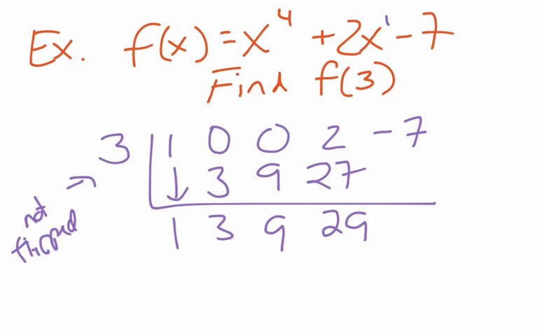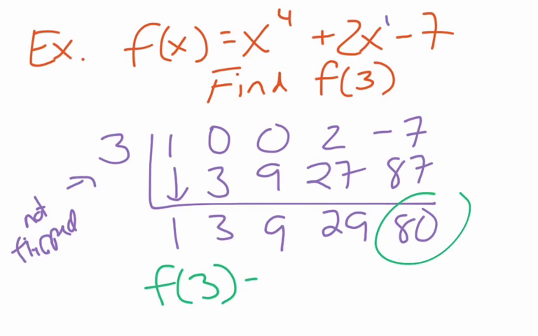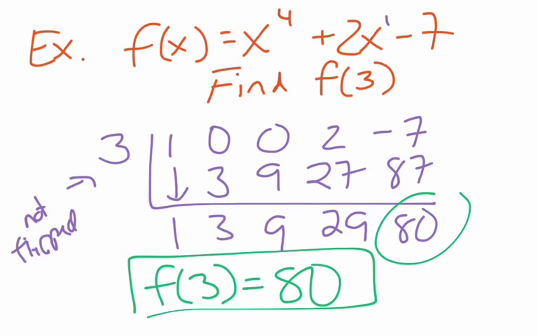I have to think about that. 3 times 29 is 87. Negative 7 plus 87 is 80. There's my answer. F of 3 is equal to 80. I just think it's pretty cool.